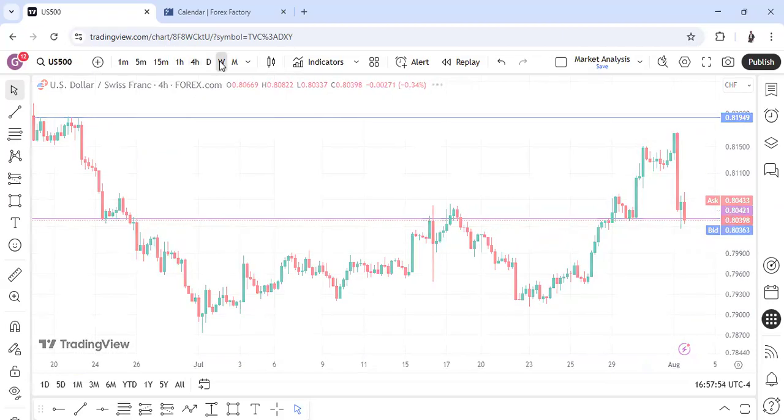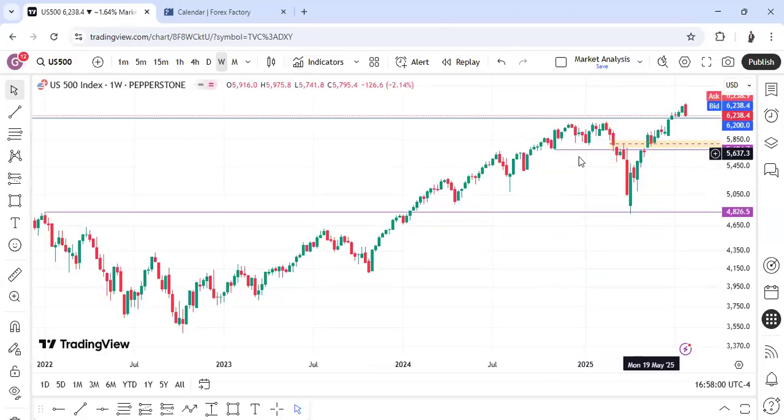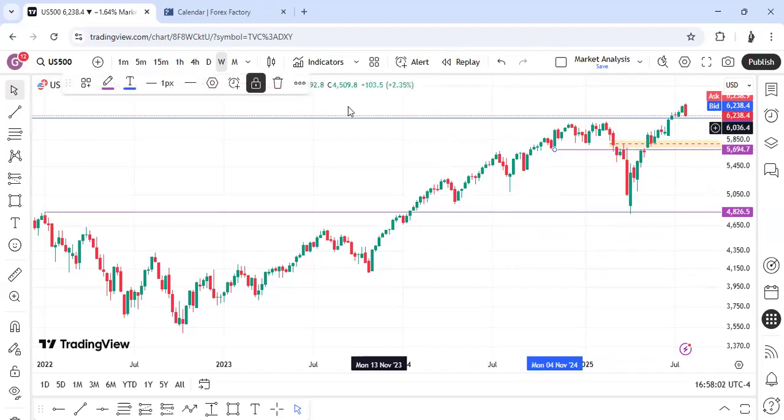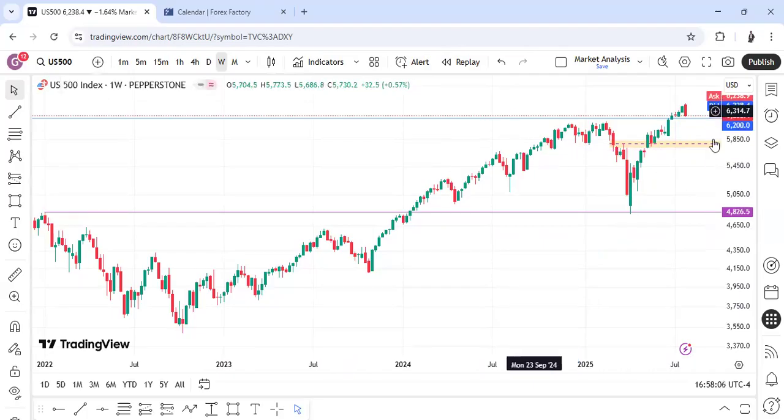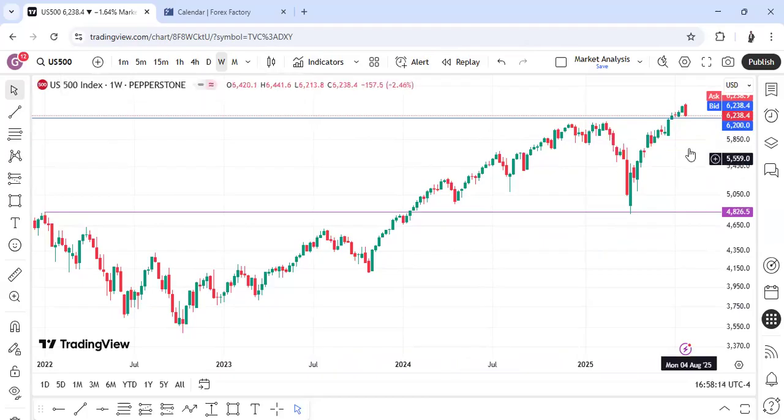Our indices, US 500 weekly time frame. So you can take off all these. It's been a while I used TradingView because of network issue. So I'm taking it off, found support here and rallied higher. So let me take off this. We don't need it for now. Okay, so I don't think this is a top yet. I don't think so.